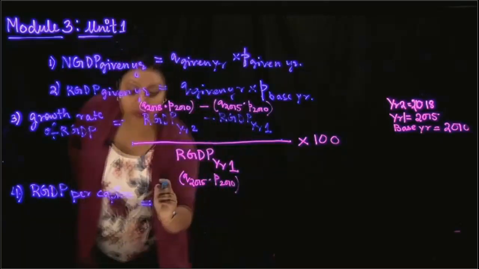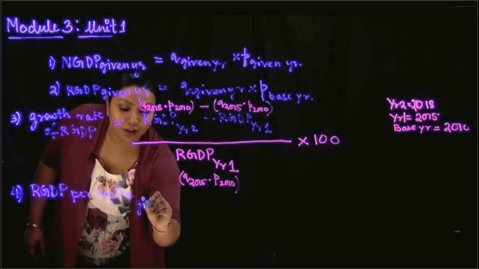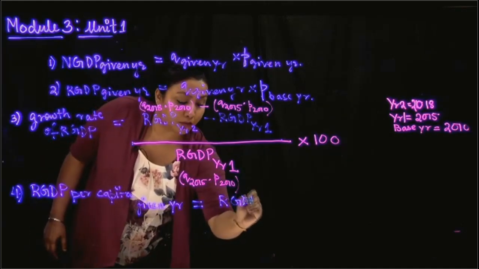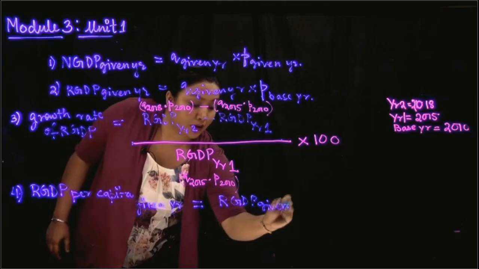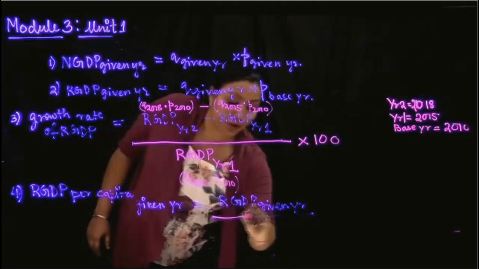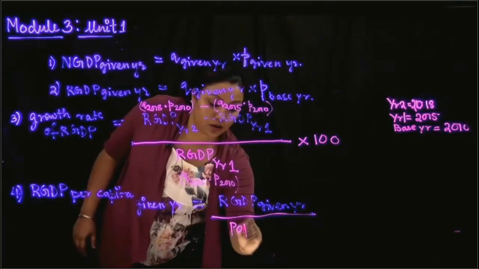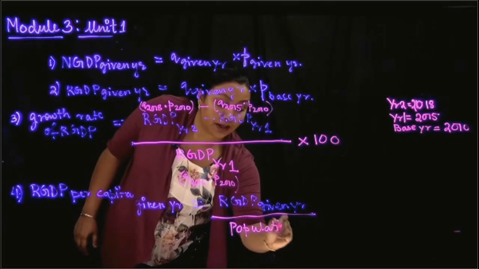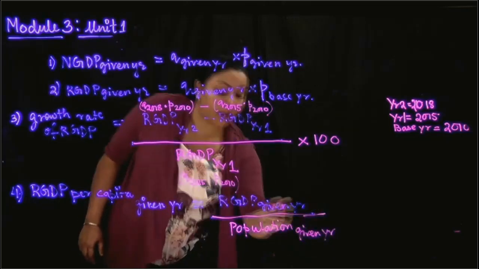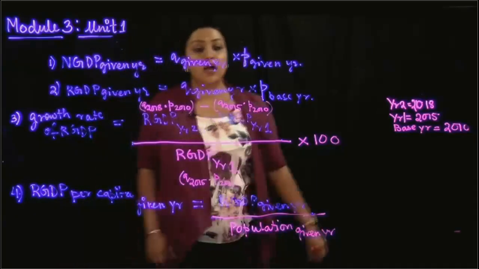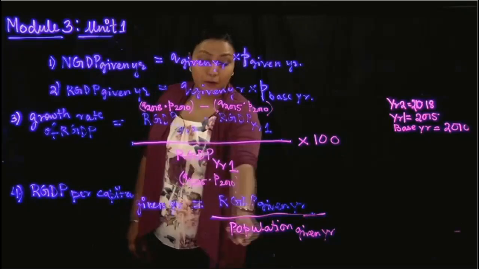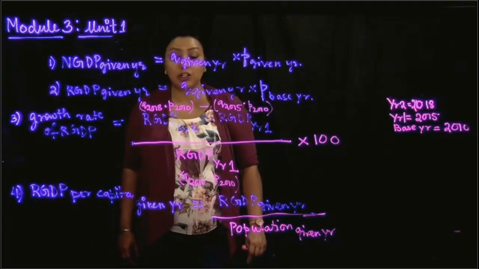So real GDP per capita for any given year is the real GDP of that given year divided by the population of the country during that year, the population in that given year. So once again, you need the information about the base year. You can never calculate this real GDP unless you know what the base year is. So that must be told. And in order to know the per capita, you should know the population of the given year.